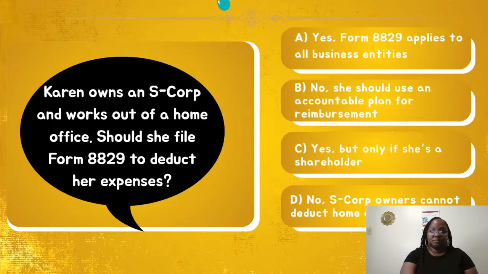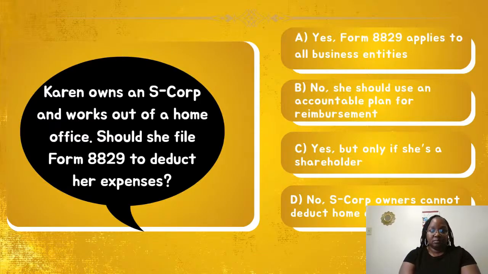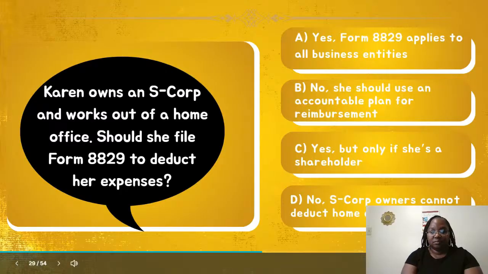Karen owns an S Corp and works out of a home office. Should she file Form 8829 to deduct her expenses? A. Yes, Form 8829 applies to all business entities. B. No, she should use an accountable plan for reimbursement. C. Yes, but only if she's a shareholder. D. No, S Corp owners cannot deduct home expenses at all.